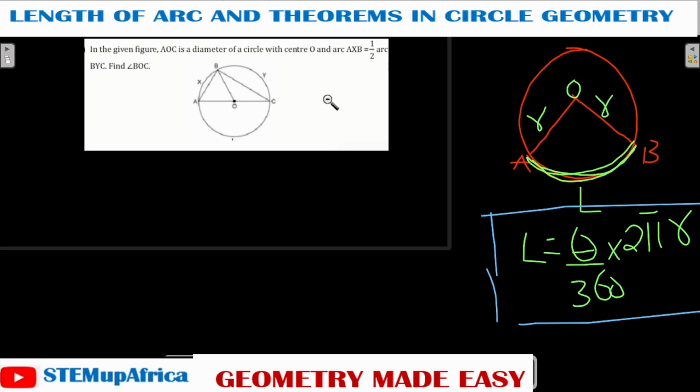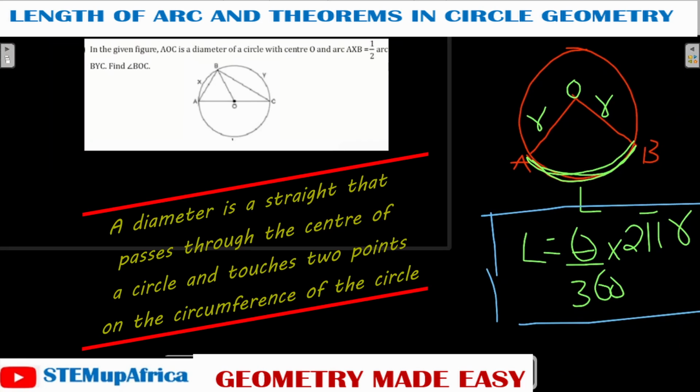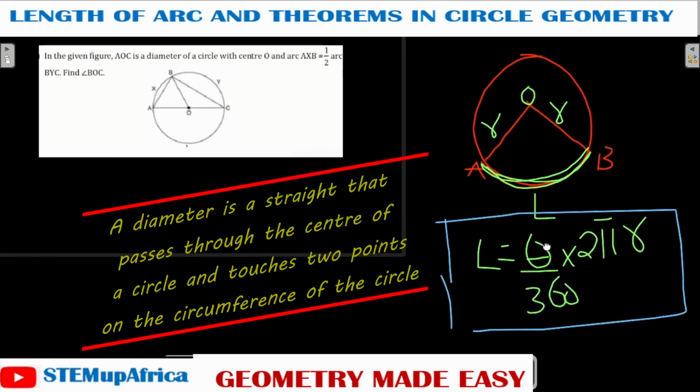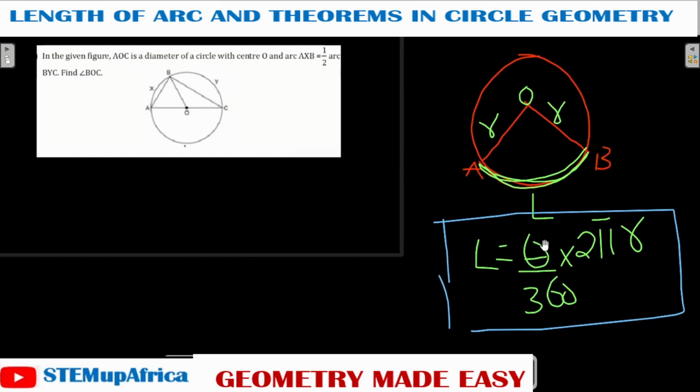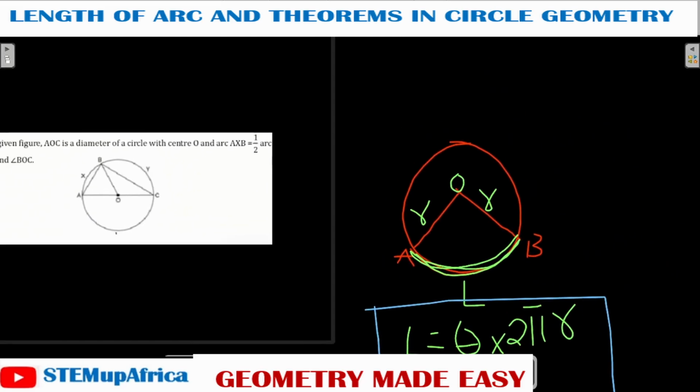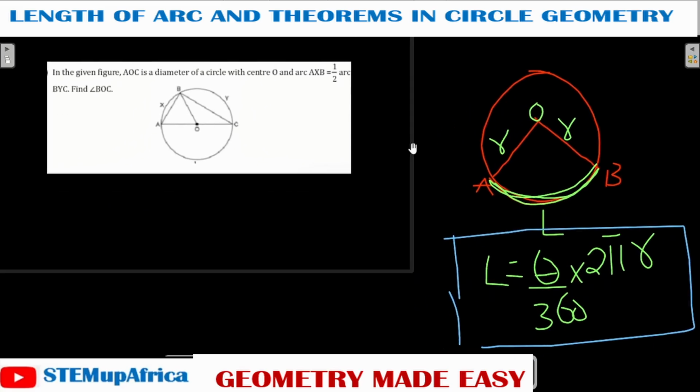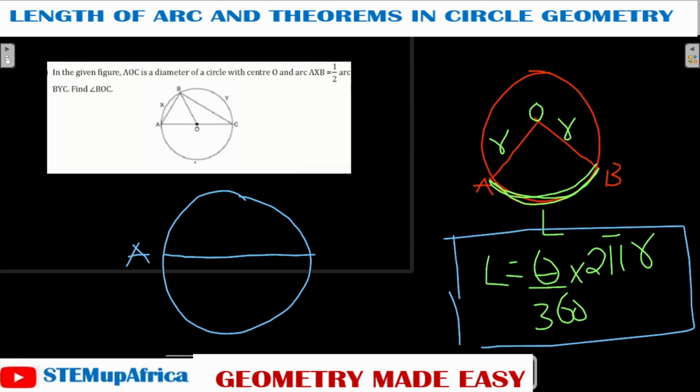And what is a diameter? A diameter is a straight line that passes through the center of a circle and touches 2 points on the circumference of the circle. So what does it actually mean in essence? If you are told that a line is a diameter, let me make a sketch. So it is a circle, and I have a line that goes through the center of the circle. That line is a diameter. So I can say AB is a diameter.